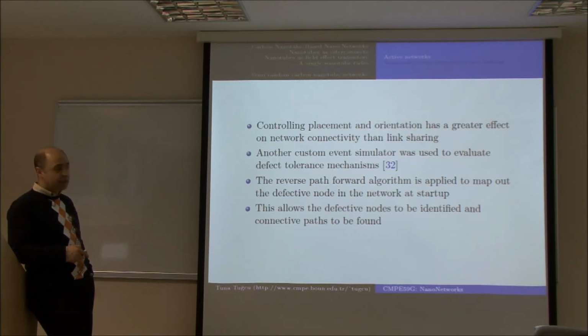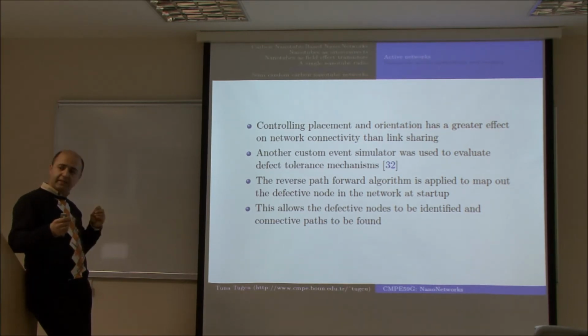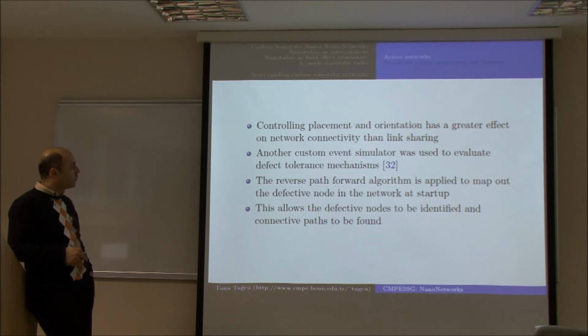Controlling the placement and also the orientation of the nanotubes has a greater effect on the network connectivity than sharing of the links. And another custom event simulator was proposed in 32 to evaluate the defect tolerance mechanisms. And the reverse path forward algorithm we discussed is applied to map out the defective node in the network at startup of the network. Thus, the defective nodes can be identified, and you find connective paths that bypass these defective nodes.